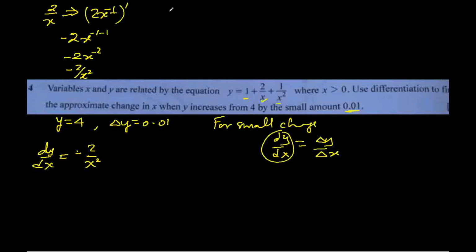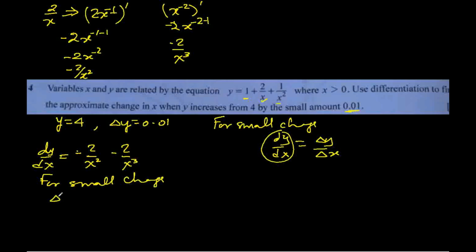Now this, we'll write this as x to the power minus 2. If we differentiate this, minus 2 comes in front and the exponent goes down by 1, we get minus 2 over x cube. So we'll get minus 2 over x cube. Now for a small change, dy over dx becomes delta y over delta x, equal to, let's take minus 2 common from here. So we are left with 1 over x square here and 1 over x cube here.